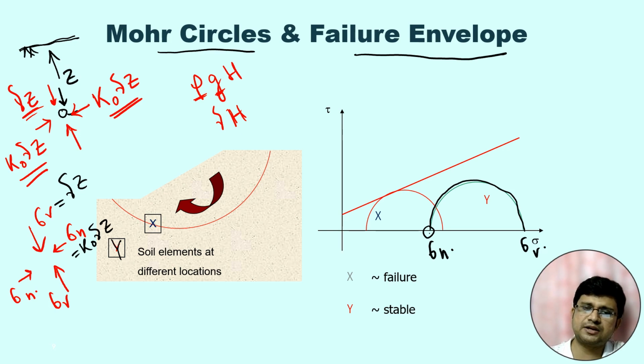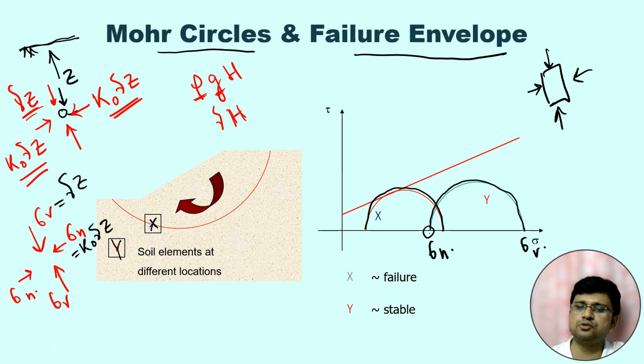But for one particular point x, for this point, the normal stress in the horizontal direction and in the vertical direction is such that it is touching the Mohr circle. And when it touches the Mohr circle, at that time there will be failure. So this particular point is the critical point. For this point there can be failure.